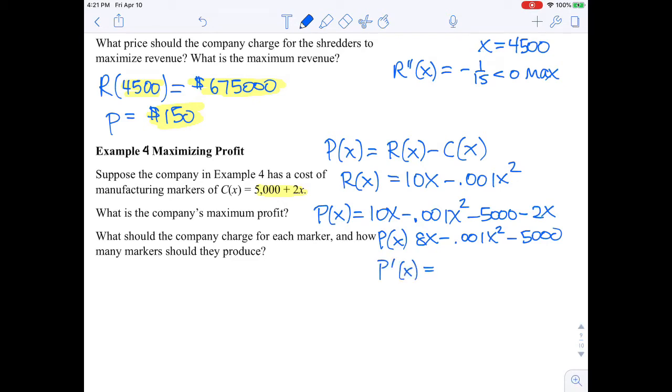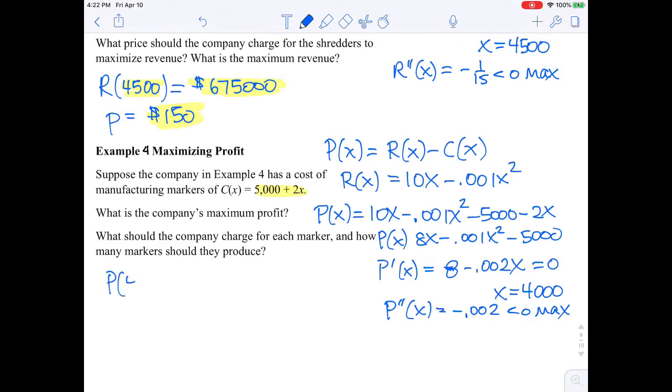Okay, so just like before, take the derivative. Set it equal to 0. Solve for x. Second derivative, get negative 0.002, which is less than 0, so it's a max. Profit, when we sell 4,000, substitute it back into our profit function. You will get $11,000.